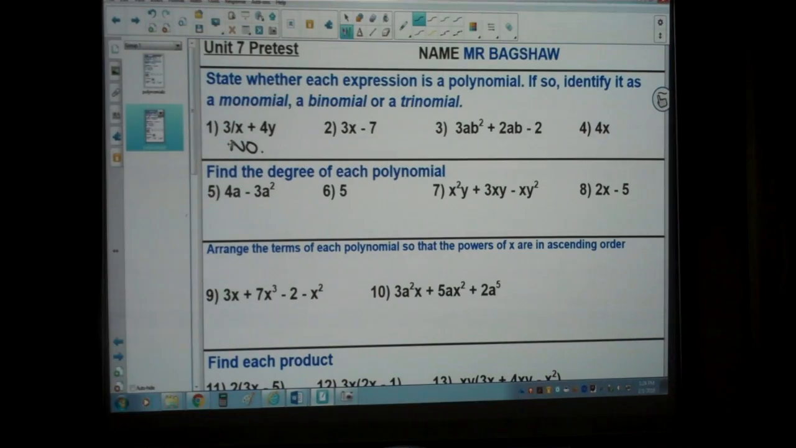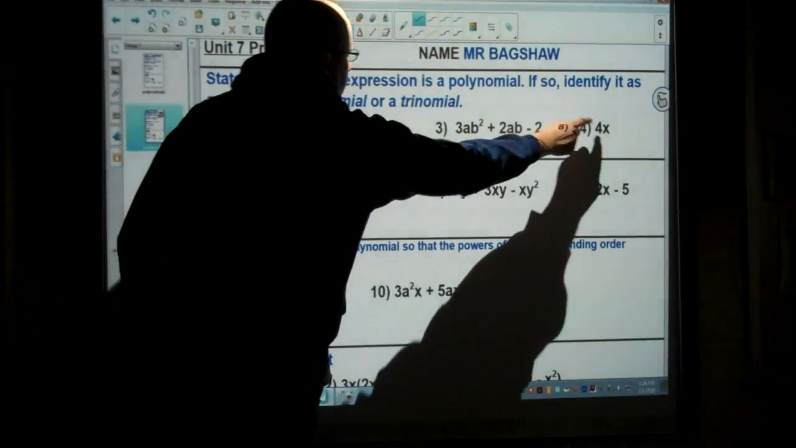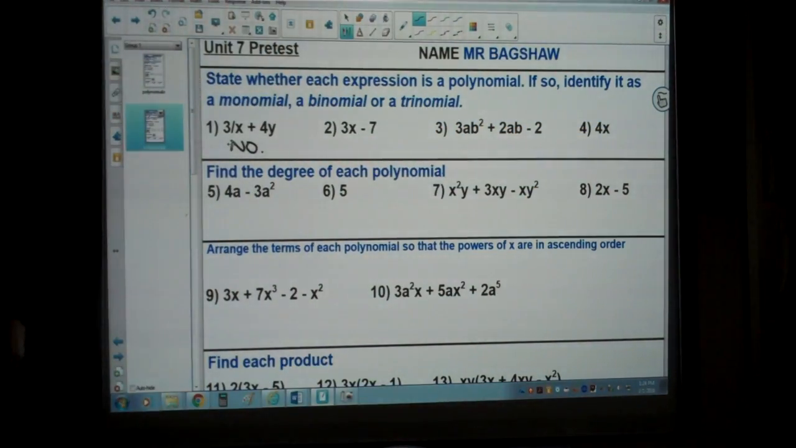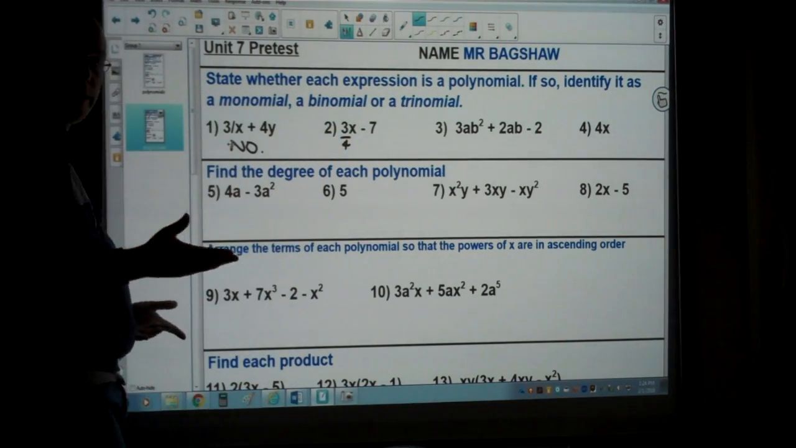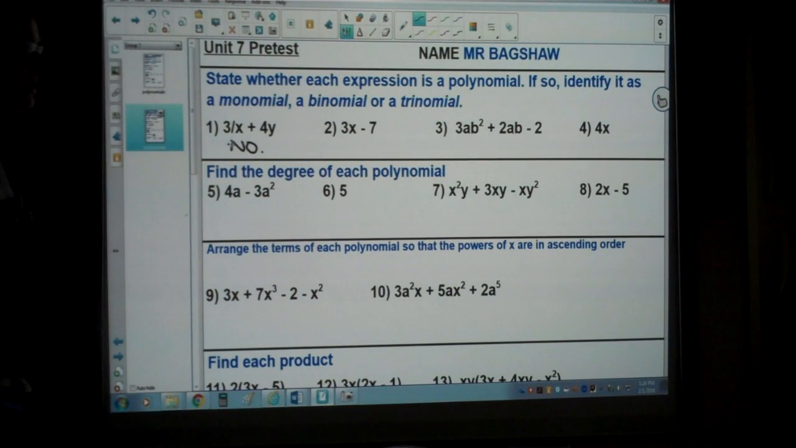If it is a polynomial, and all these are because we're not dividing by a variable, notice you're allowed to divide by a number though, so if this had been like 3/4 x, that would still be okay, that would be a polynomial. Only if we're dividing by a variable.